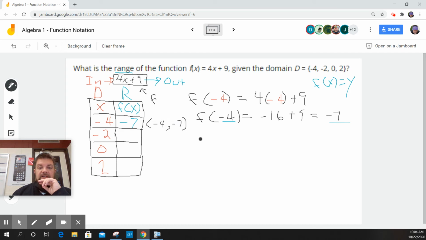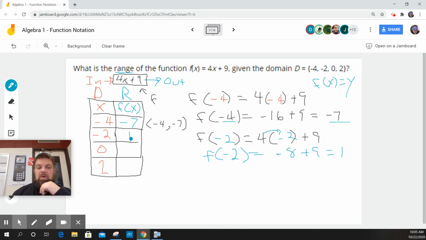Well, now we've got to do it again. I'm going to say -2 is my x value. So I'm going to repeat the whole thing, but instead of -4, I'm going to plug in -2. Well, -2 times 4 is -8 plus 9 equals 1. So when x equals -2, my corresponding y value, or f of x, is equal to 1.